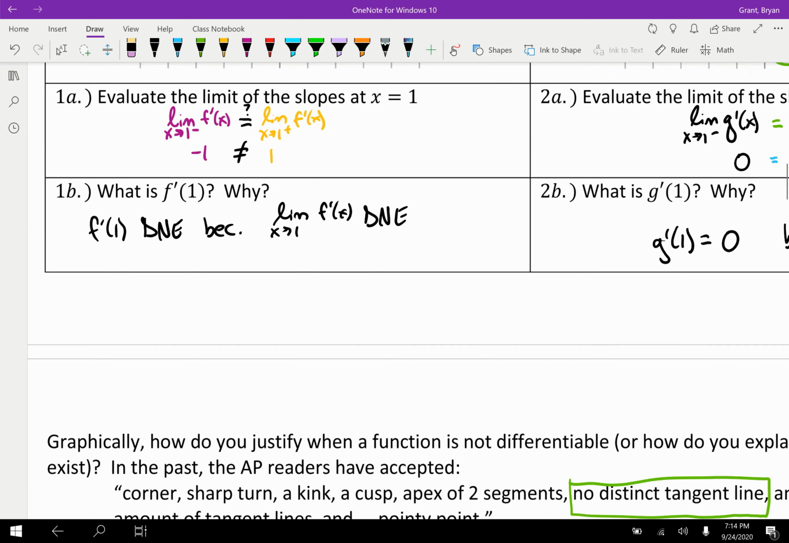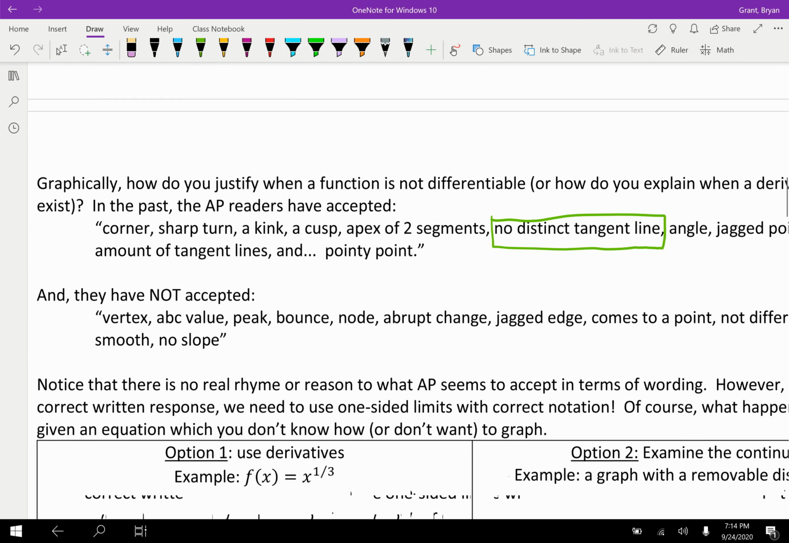And I put a little emphasis on pointy point because at some point in the past, some graders decided that pointy point was an acceptable way to describe the part of a graph that was not differentiable. Do not use pointy point. You will not get points in my class for a pointy point, but it is kind of fun to say.